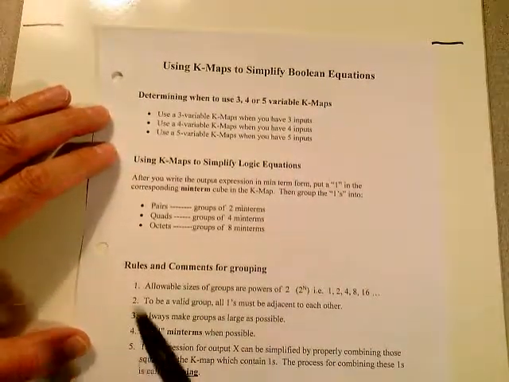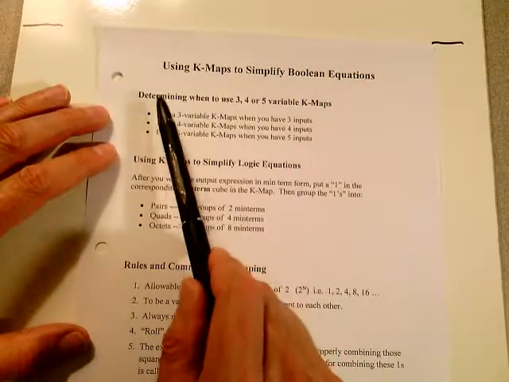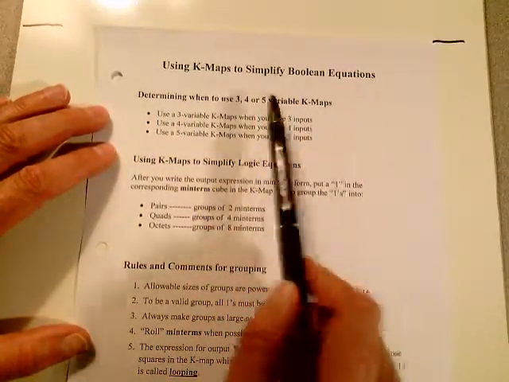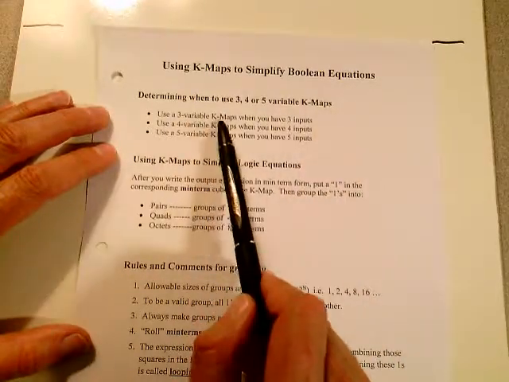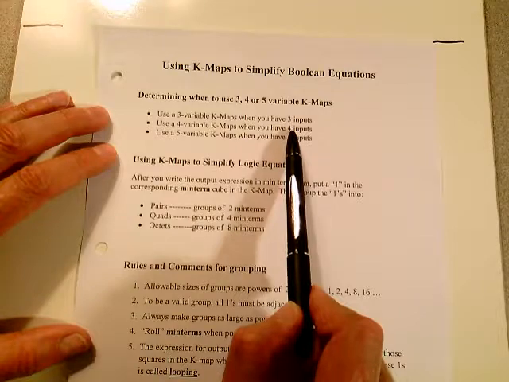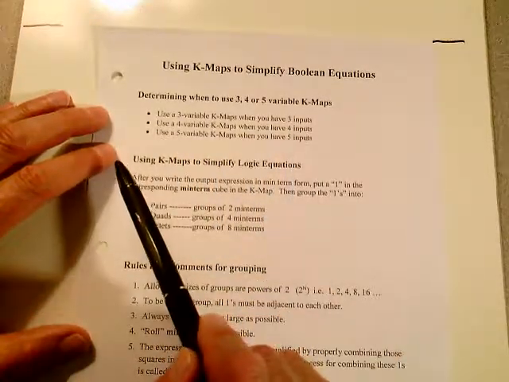You have to look this page over. I'm going to read it to you real quickly, but then we're going to work some problems here. Using K-maps to simplify Boolean equations. Determine when to use 3, 4, or 5 variable K-maps. It's real easy. A 3 variable K-map when you have 3 inputs, a 4 variable K-map when you have 4 inputs, and a 5 variable K-map when you have 5 inputs.